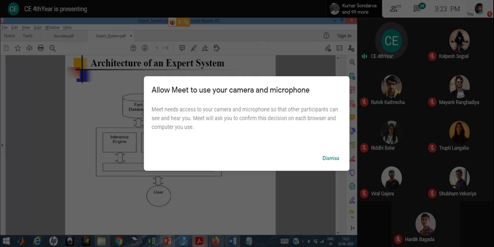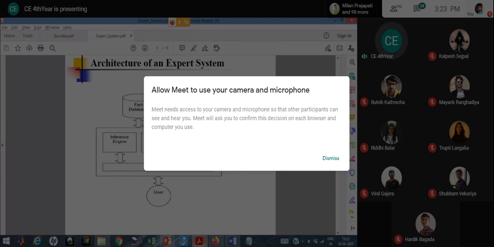The next is the fact database. So here you can say that the fact database contains case-specific data. Like in a medical expert system, it would contain the information about the patient's condition. Okay.